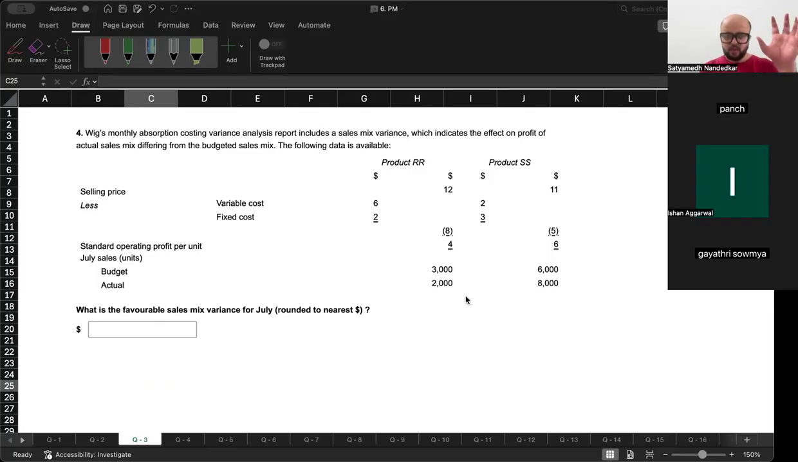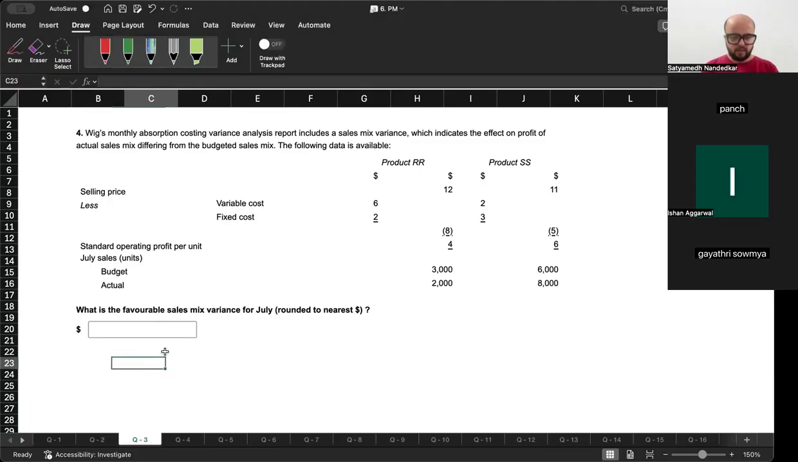For sales mix variance, you will first have to take actual quantity in actual mix, correct? So let's talk about the product. Actual quantity in actual mix. You sold two products, RR and SS: 2000 units of RR and 8000 units of SS, correct?